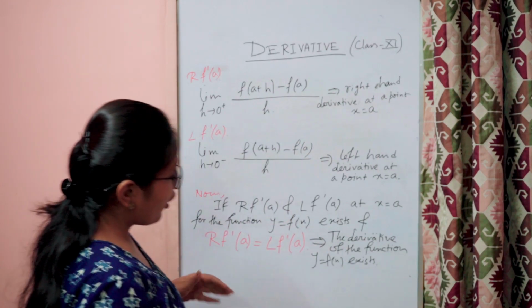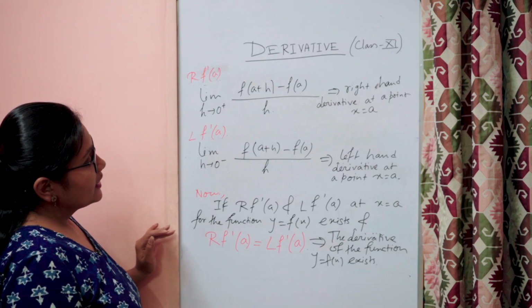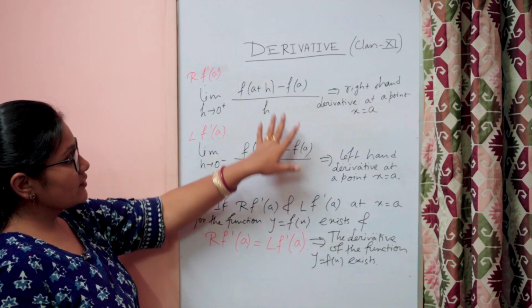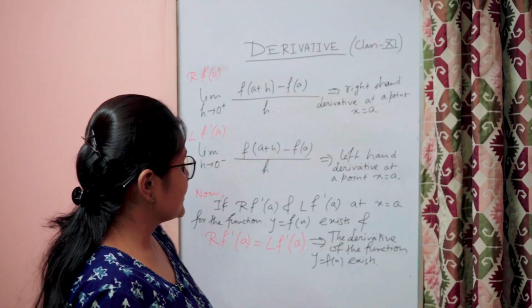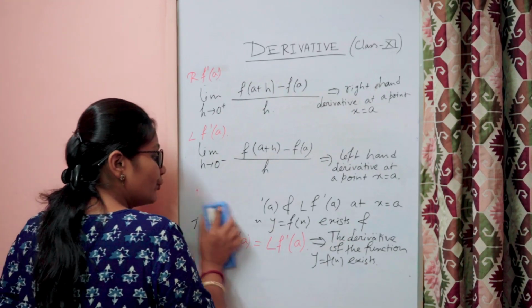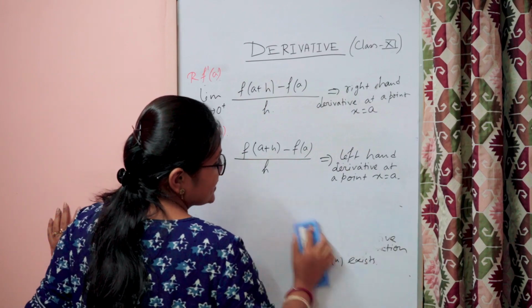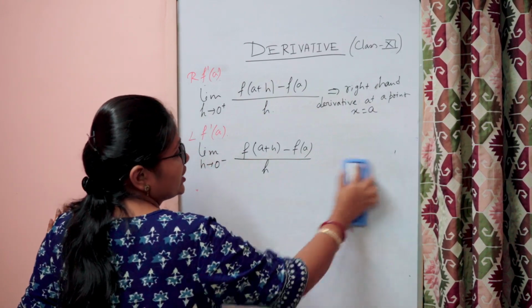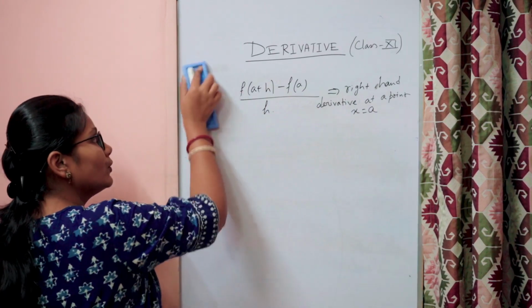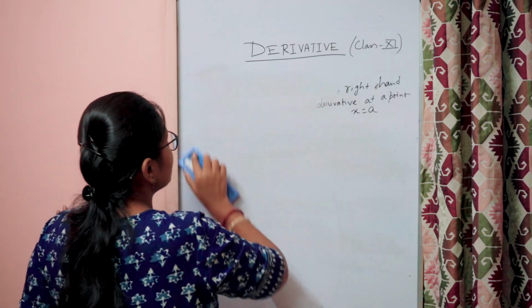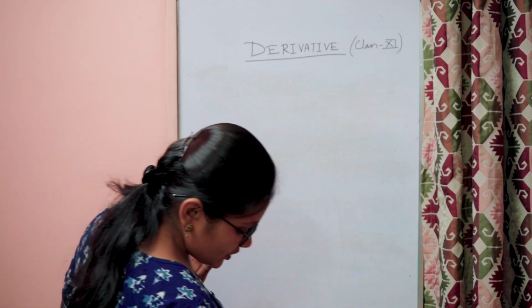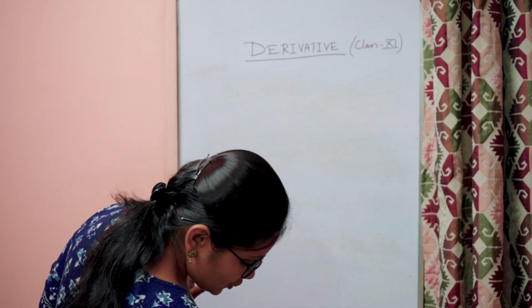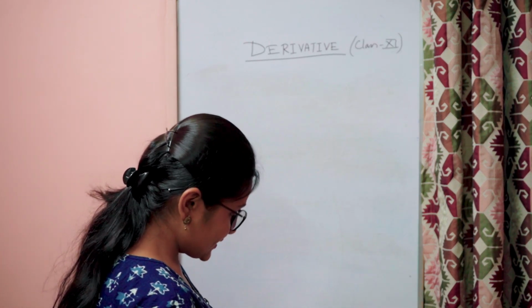Now, some formulas you have to learn. Using this principle or this definition, you have to solve the sums that we will do in the next classes. Without applying this definition of the derivative, you also can solve the sums. So for that some formulas or rules you have to learn. So what are they? Write it down.